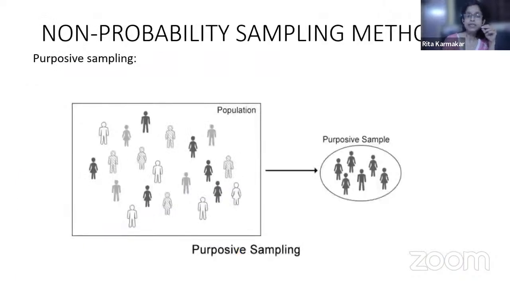So this is the graphical, diagrammatical representation of purposive sampling, right? From the population, only this certain category, the people in the black color, and it's nothing to do with skin color, I am just trying to say that they are the right people to be included in the sample, hence they got selected as the sample.